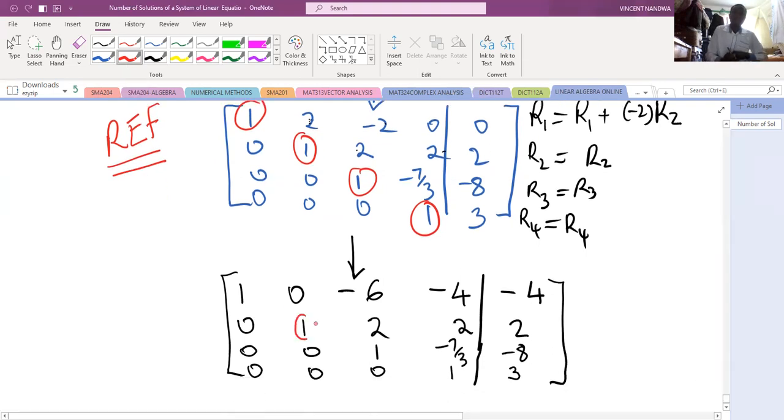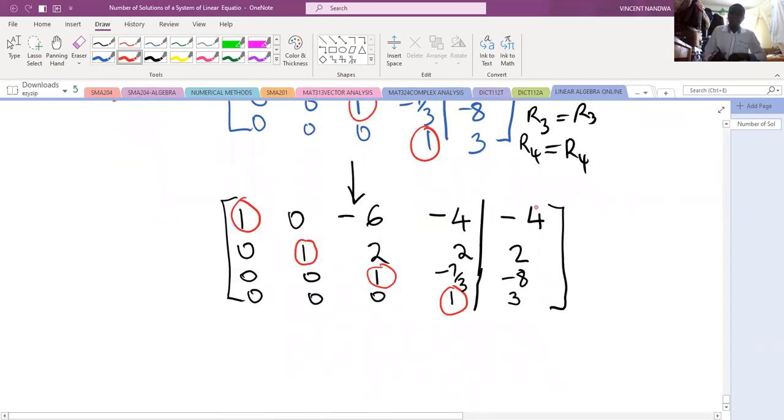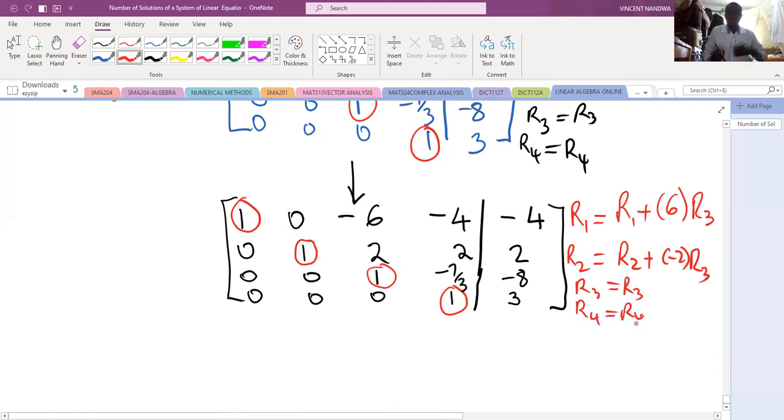So this is 1, this 1. So the first and second columns are okay. So we still have a problem here and here, here and here. So the next step will say, row 1 to be row 1 plus 6 row 3, and then row 2 to be row 2 plus minus 2 row 3, and then row 3 to be row 3, and then row 4 to be row 4. So in this step we are using row 3 to correct this position and this position here.